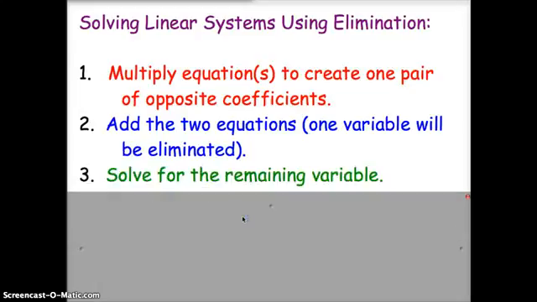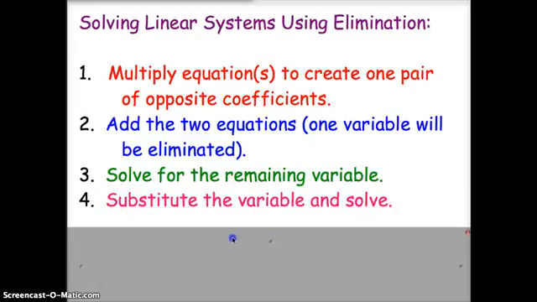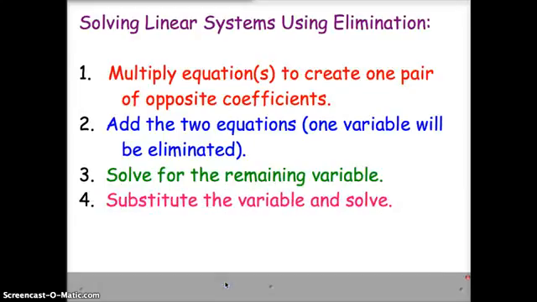Solve for your remaining variable since you have eliminated one of the variables. At this point, you'll know one of the variables. Maybe x equals 17, or y equals negative 2. Once you know that, substitute that variable back into one of your original equations, and solve.